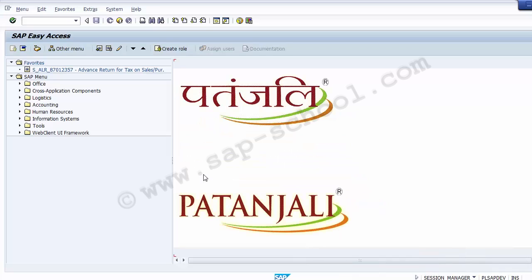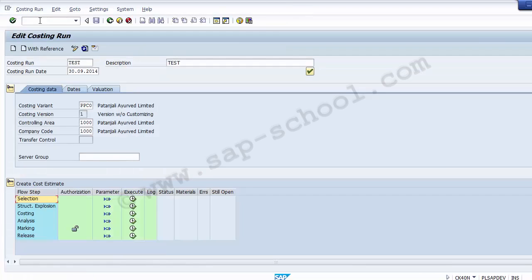So let's execute the transaction for costing run. The transaction is CK40N. Enter. So you can see the screen on the system which shows you add costing run. So the transaction CK40N is used to execute the costing run, analyze the results, and mark and release the cost. The costing run must be created using a costing variant.